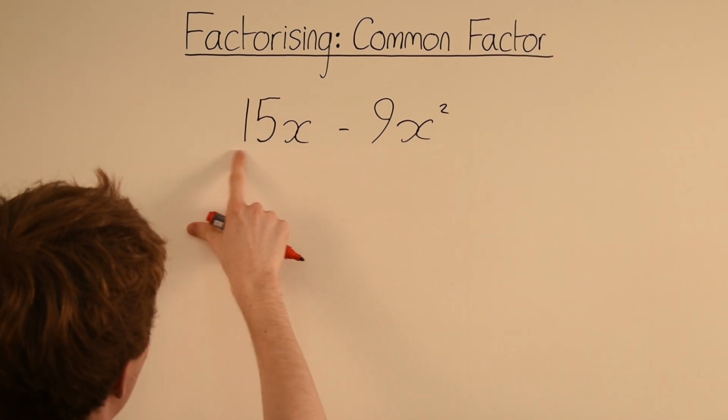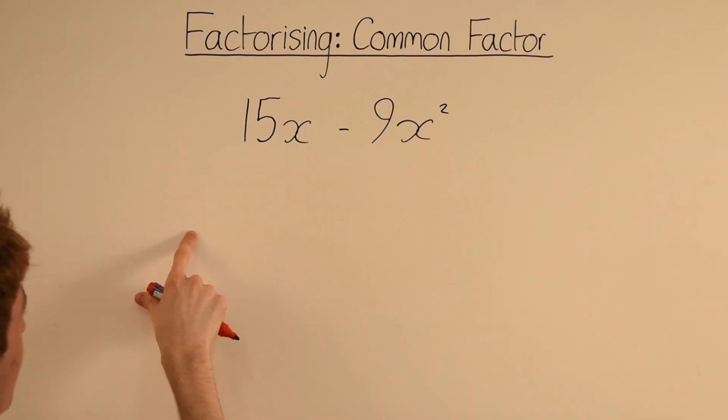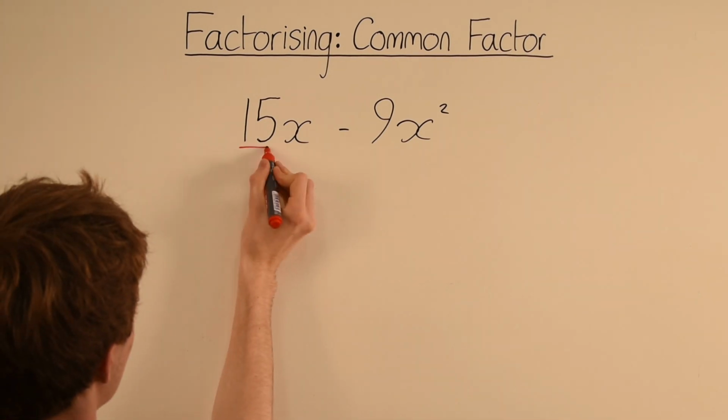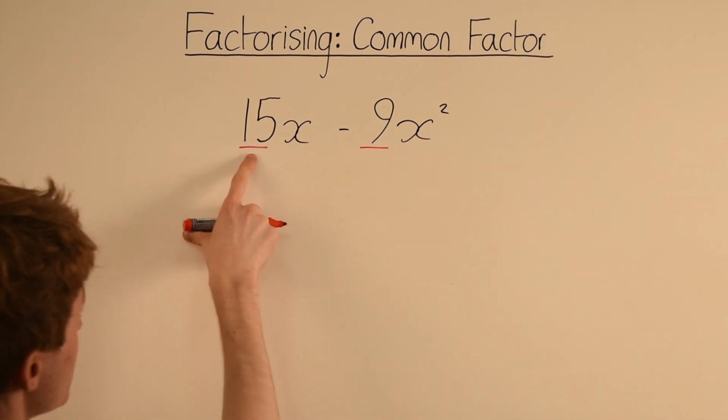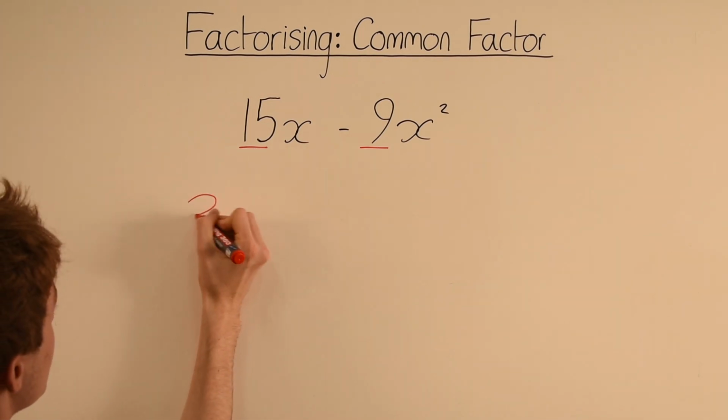So what we want to do is find the highest common factor of 15x and 9x squared, and that's going to go outside our brackets. So let's start with the numbers like we did before. What is the highest common factor of 15 and 9? Well, that number is 3.